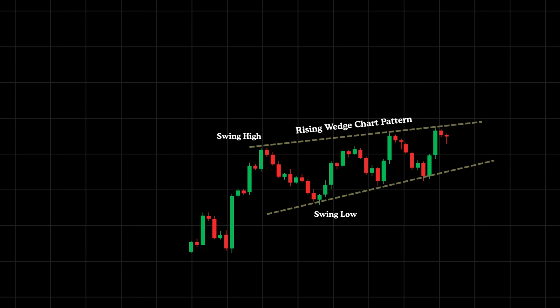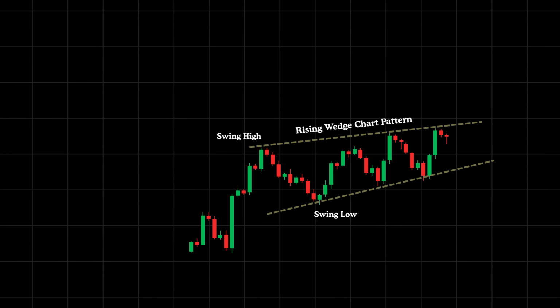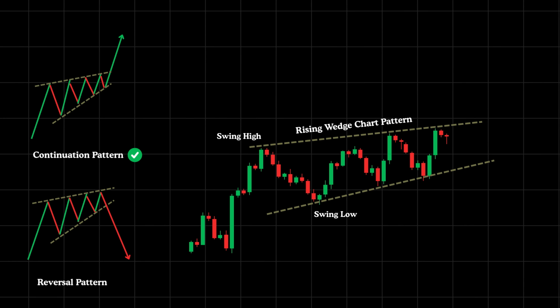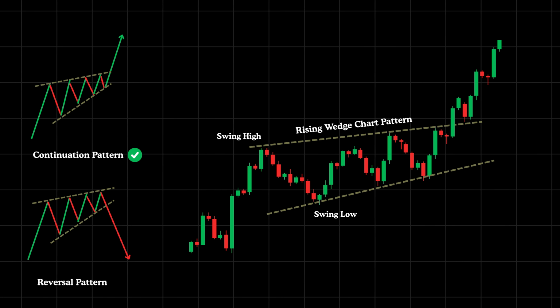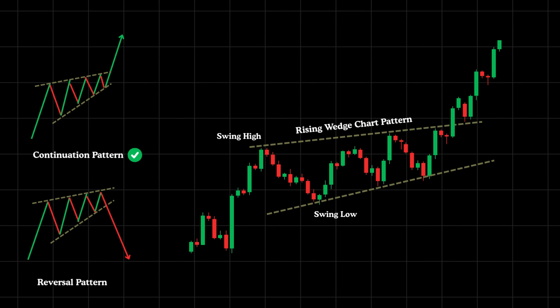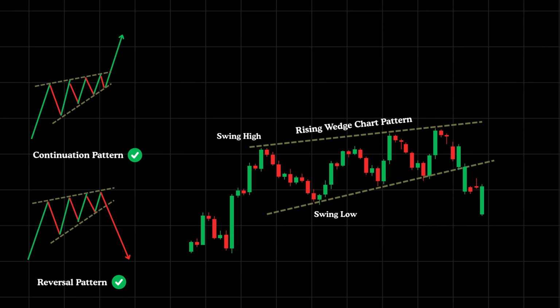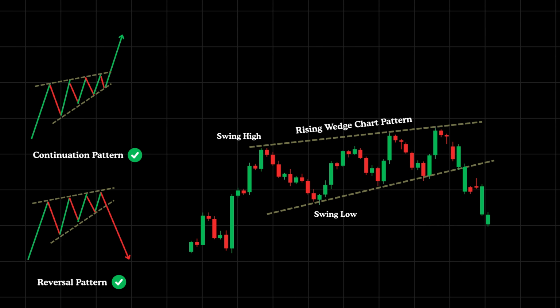There are two main variations of the rising wedge pattern: continuation and reversal. If the price sustains its previous uptrend after breaking upward, it is considered a continuation pattern. But if the price breaks downward and declines, it becomes a reversal pattern.